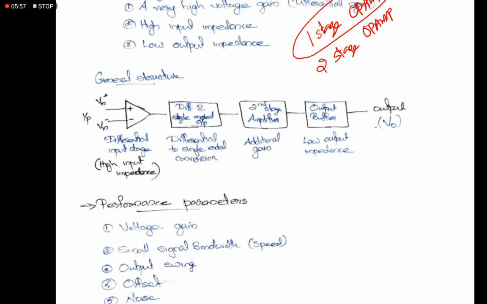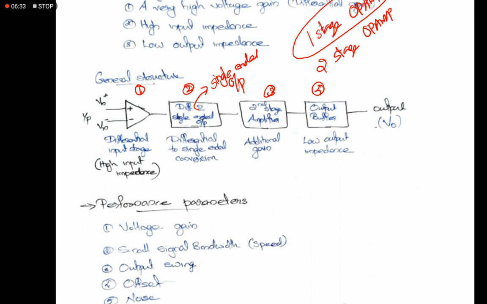OPAMP consists of differential amplifiers. So here it has 4 stages: 1, 2, 3 and 4. All stages are simply amplifiers. In that, the first 2 stages are differential amplifiers. The first stage is a differential amplifier with two-ended output. Okay. And the second differential amplifier is a normal differential amplifier, but it has a single-ended output.